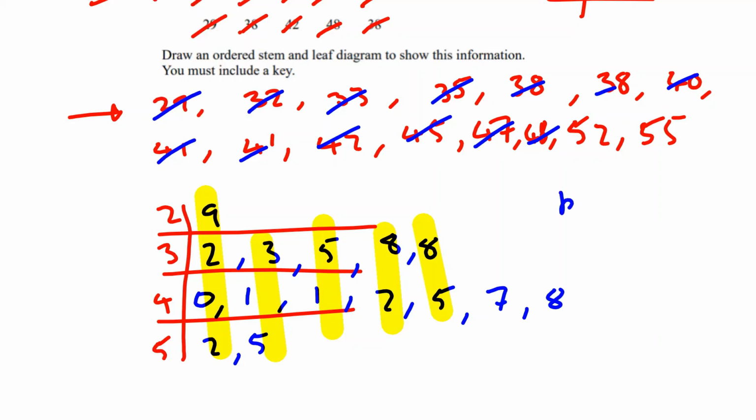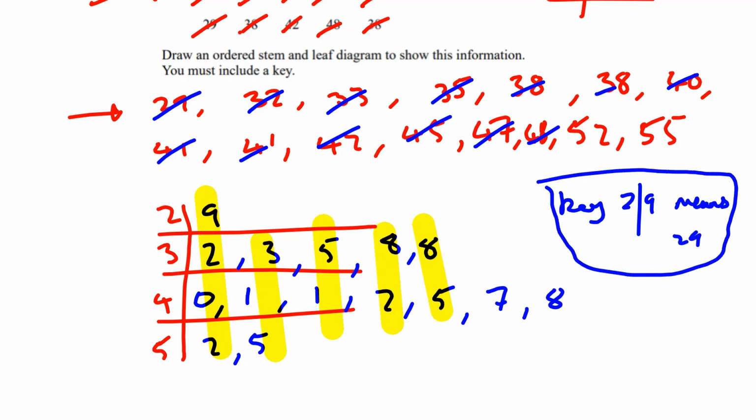The one thing we need to do is add a key so that anyone reading it knows what's going on. I always choose the first one as an example. 2/9 means 29. You can always put the key in a box to make it really obvious.